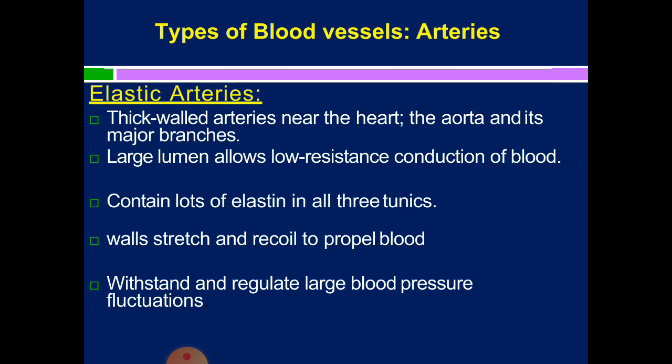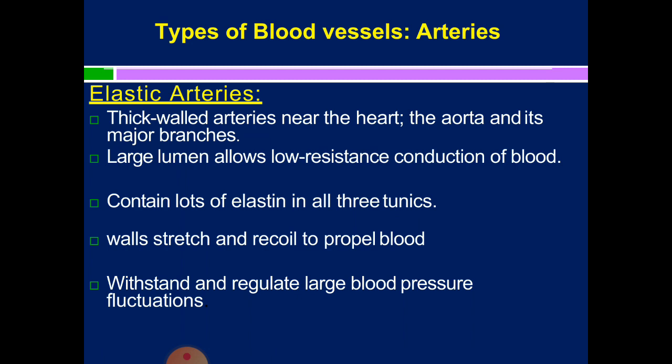Now the types of arteries. First we have the elastic arteries. These are thick wall arteries near the heart. It includes the aorta and its major branches, and they have the larger lumen which allows the low resistance conduction of the blood. It contains lots of elastin, that is why it is named as elastic artery, which are present in all the three tunics.